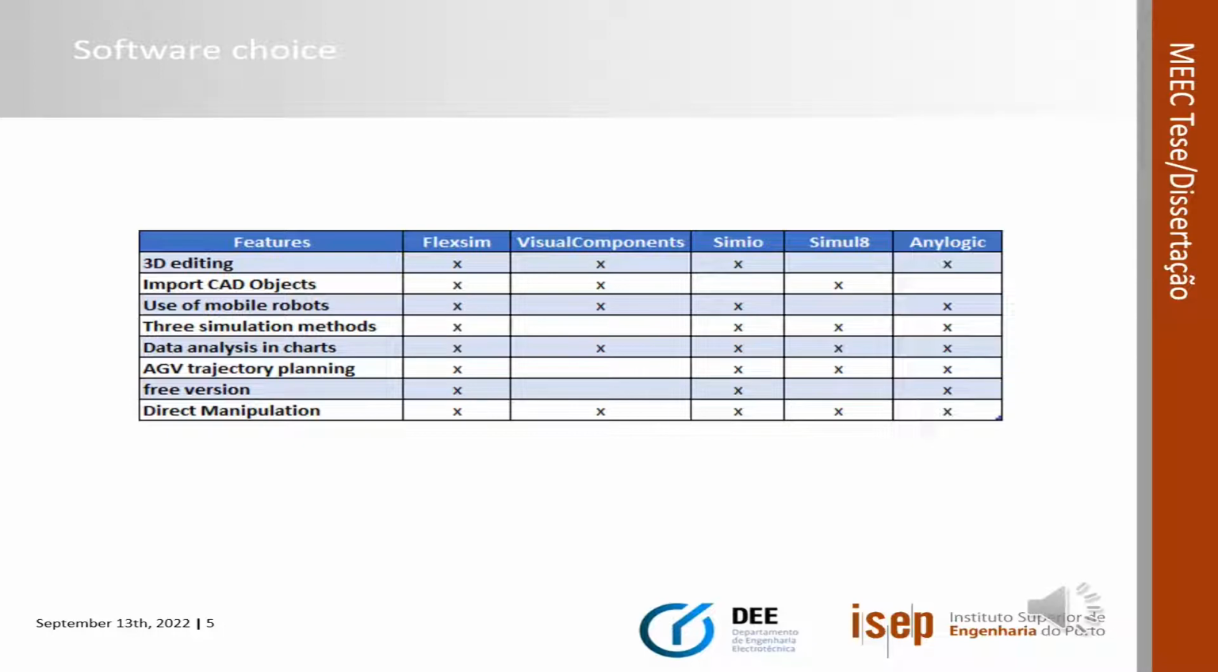Simio, Simulate, and AnyLogic. To make the project more realistic, it was necessary to find one that allowed 3D editing and import of CAD objects. The main requirement was that it should be able to use mobile robots and that it should be also possible to plan trajectories, since the project includes several AGVs going to multiple locations. Therefore, as you can see on the table, the only software that meets all the requirements was FlexSim. That is why it was chosen.